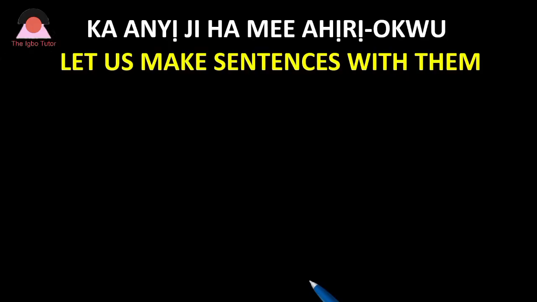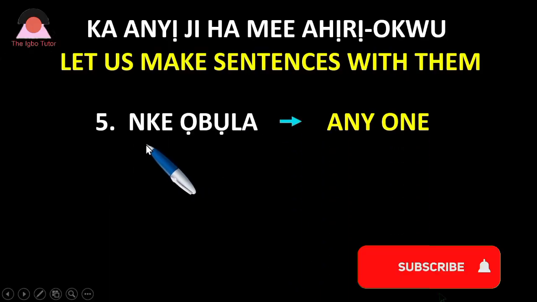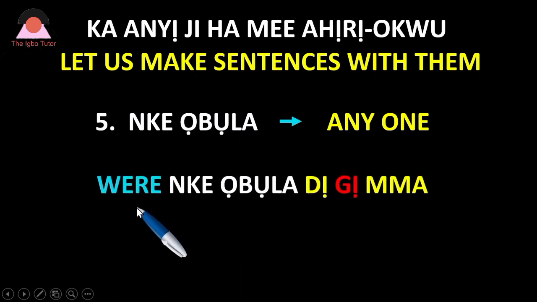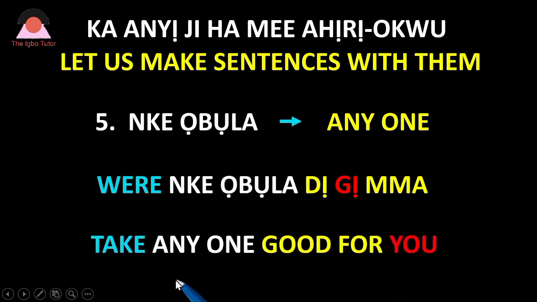Let's go on with this lesson. Number 5 now, and the phrase is nke obola. Nke obola, meaning anyone. Let's have our sentence now. Were nke obola dị gị mma. What does this mean? It means take anyone good for you. You can as well say take anyone you like. They mean the same thing actually. Were nke ọbụla dị gị mma. Okay? Take anyone you like. Make your choice.